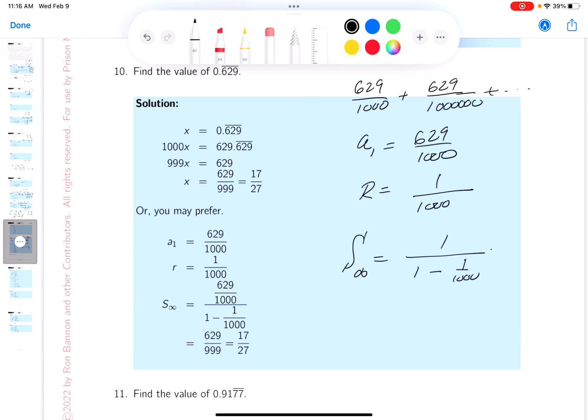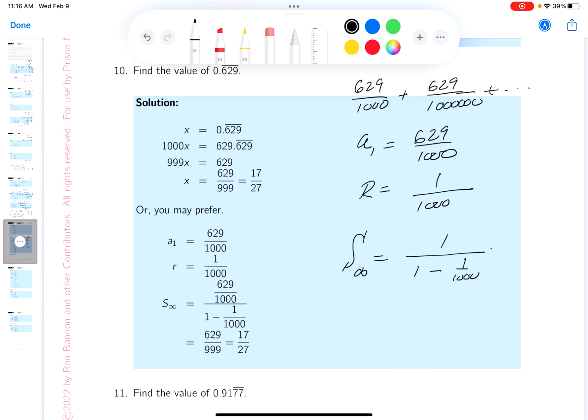And again, if you prefer this method, there's nothing wrong with it. And this is 629 over 1,000. I'm going to multiply it out. What do you get? 629 over 1,000 minus 1, which is 999. We're back here again. All right, got to reduce it. It's going to reduce to the same number, which is 17 over 27.